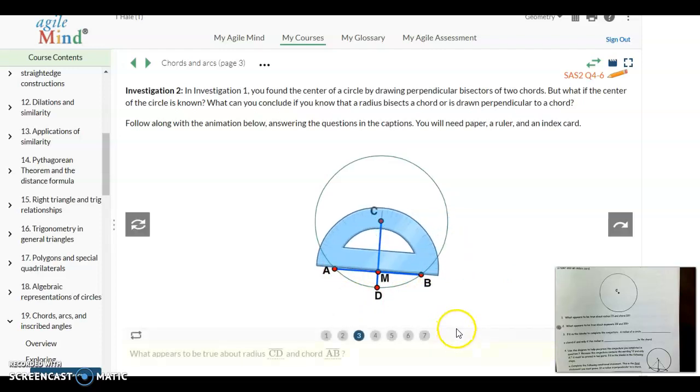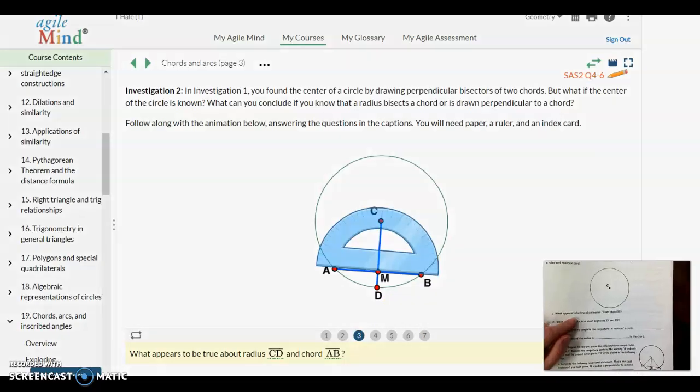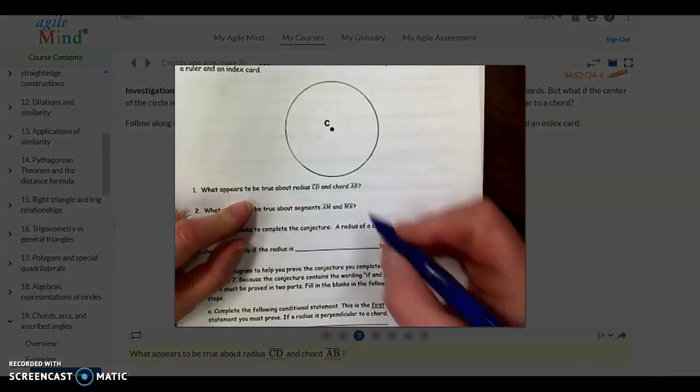So we're going to measure those angles. And so you can see the measure of angle AMC and the measure of angle BMC both appear to be 90 degrees. So it appears that this radius CD and this chord AB are perpendicular to each other because they form 90-degree angles. So that is question number 1 on your notes. What appears to be true about radius segment CD and chord segment AB? You are going to say they appear to be perpendicular.